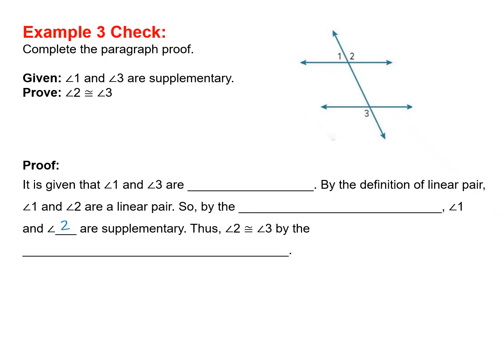Okay, it says given angle 1 and angle 3 are supplementary angles, prove that angle 2 is congruent to angle 3. So it is given that angles 1 and 3 are supplementary. By the definition of a linear pair, angle 1 and angle 2 form a linear pair. So by the supplement theorem, angle 1 and angle 2 are supplementary. Thus, angle 2 is congruent to angle 3 by the congruent supplements theorem. Hope you had that one correct.